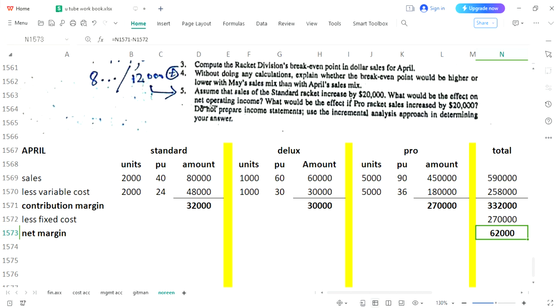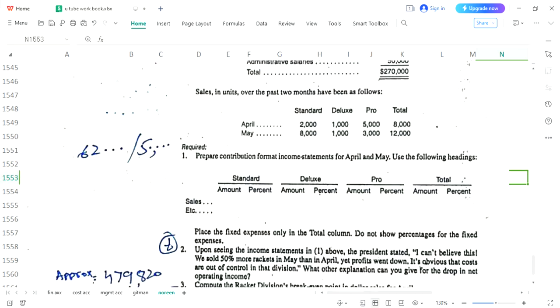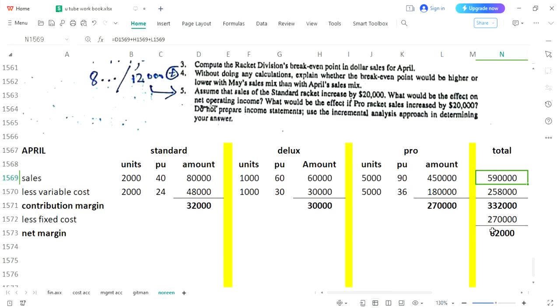So now let's see the answer which is given. You can see prepare contribution margin format income statement for April, and first answer is 62,000 and our answer is also 62,000. So April income statement has been completed.